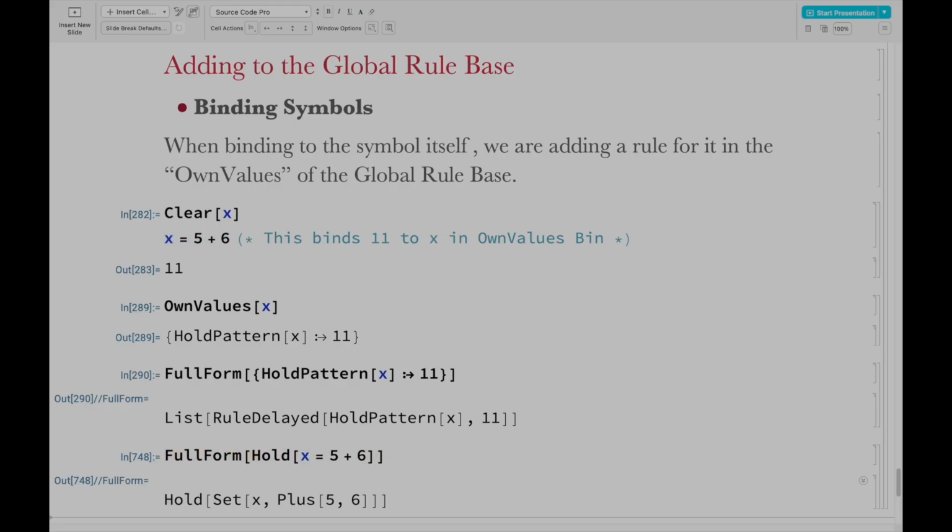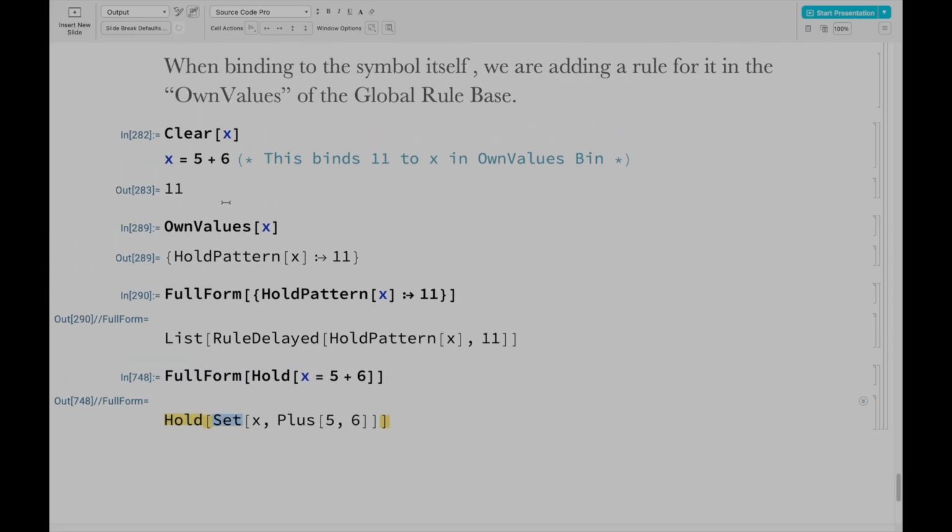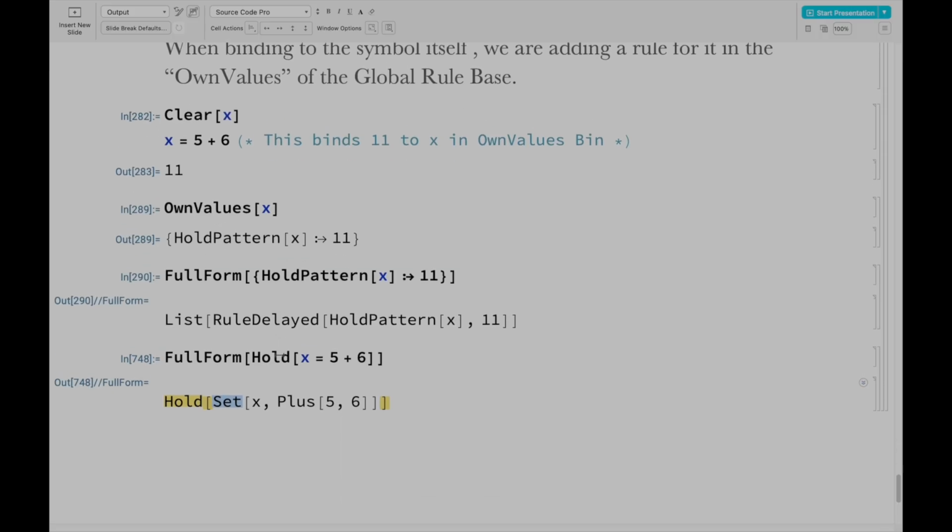If I do a shift enter, yeah, I see the full form of it. So it's what's called the set command or the set function or the set symbol. Right? So it's a primitive in Mathematica. It essentially does this whole thing of creating the rule in the OwnValues bin.